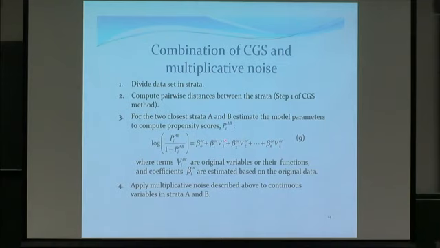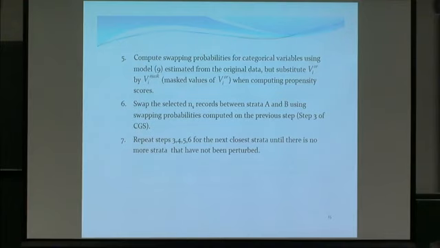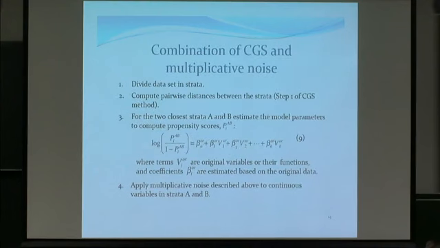And then we're going to apply multiplicative noise for the continuous variables in strata A and B. And then we're going to compute actually these propensity scores. But we're going to compute them using this model, and we're going to plug in the masked values for the appropriate terms. So the classification model is learned on the regional data because we want to preserve the regional relationship, but masked values, right, are taken into account.